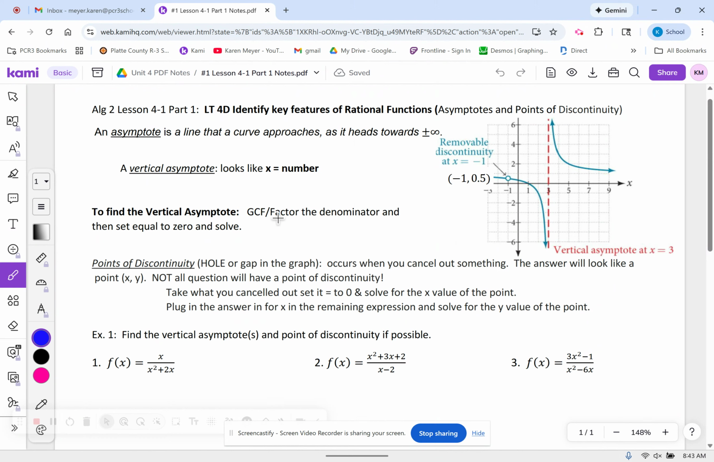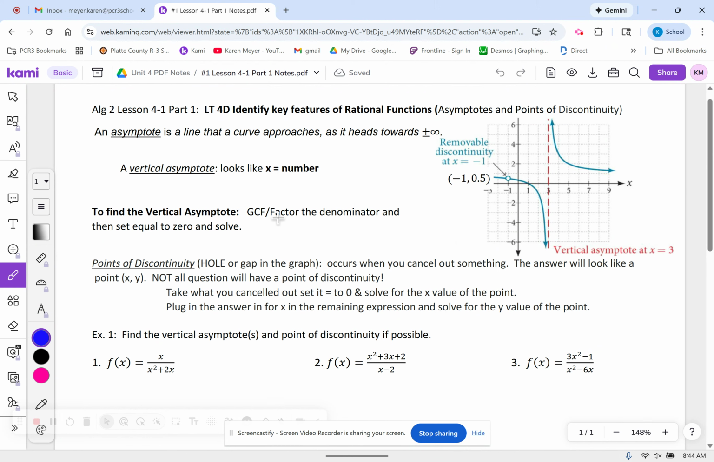And then the second key feature that we're going to talk about is going to be a gap in the graph, which we are going to call a point of discontinuity. So POD for short. And a POD only occurs when you factor or GCF the top and the bottom of the fraction and something does indeed cancel out. And since this is a point, your answer will look like an ordered pair, so x comma y. Not every single question will have something that cancels out, so not every question will have a POD.